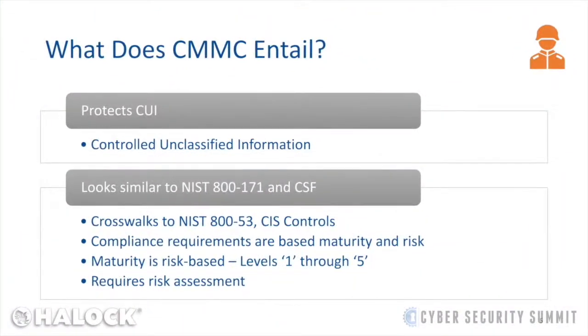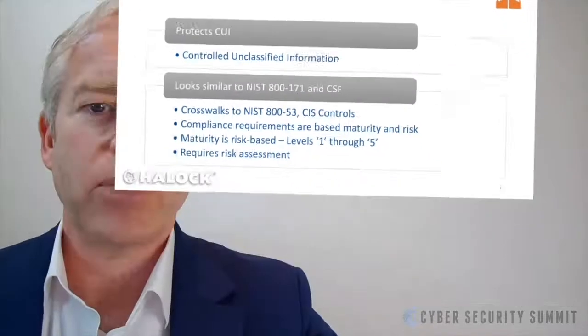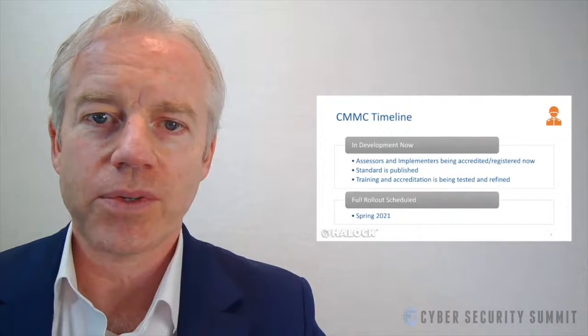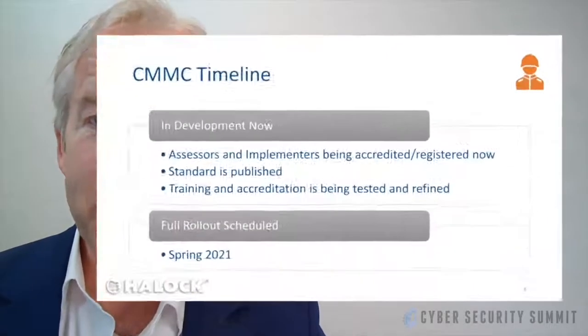So what does CMMC entail? Well, it protects controlled, unclassified information. If you're already a DoD supplier or vendor, you'll know what that classification means. It looks similar to NIST 800-171 and the cybersecurity framework. It crosswalks to standards that you're already familiar with, and it's a risk-based categorization process where the more risk you pose to the DoD supply chain, the higher level of maturity that you're going to have to demonstrate in the security controls.